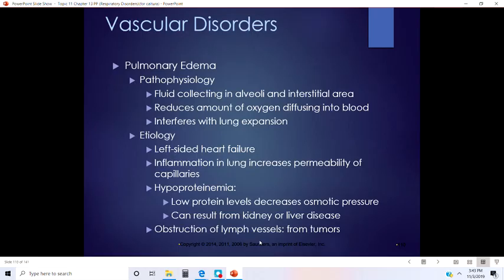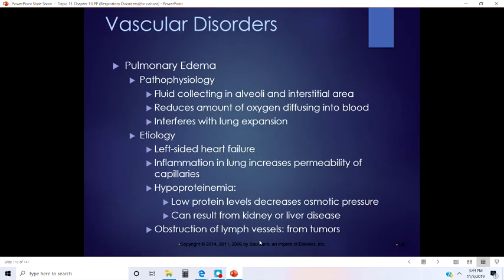So some of the things that cause this, we've actually talked about in the cardiovascular system. One would be left-sided heart failure, where the heart on the left side is not pumping the blood out to the systemic circuit. So now the fluid or the blood will back up into the lungs and the alveoli fill with fluid. It could also be caused by inflammation in the lung, and that inflammation increases the permeability of the capillaries, and that's going to cause more fluid to be in the lungs.